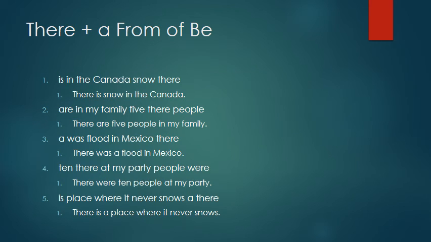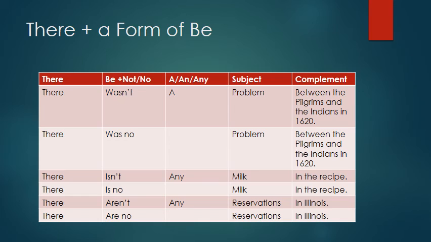So let's take a look at these examples, which unfortunately I've already given you the answers to. So I'm actually going to skip over that, and we can do that in class. But let's look at this. This is with negatives. So we have a similar order with negatives. We have there, plus the verb to be, plus the no or not. Then we have a, an, or any, then the subject, and then the complement.